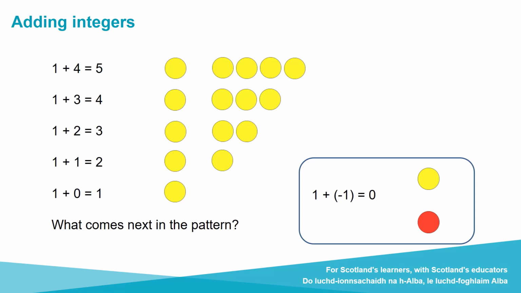learners. We can represent this by 1 yellow counter and 1 red counter, and this is this really important idea of a 0 pair, that for every +1 that you add to a -1, you have a 0 pair, and this will crop up quite a lot.